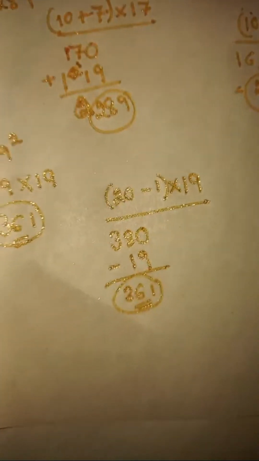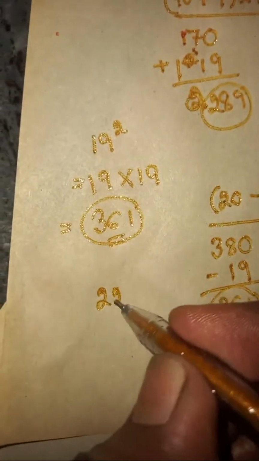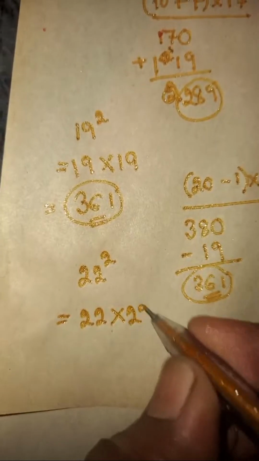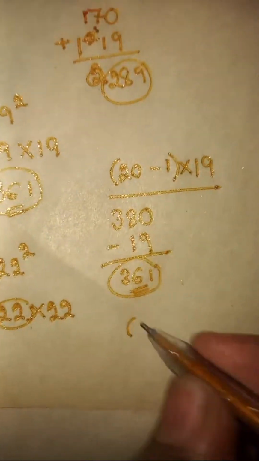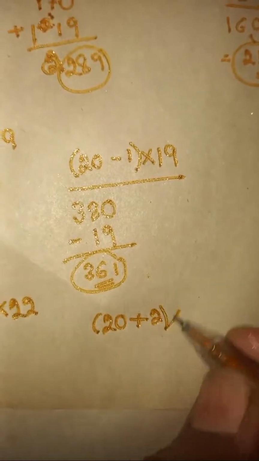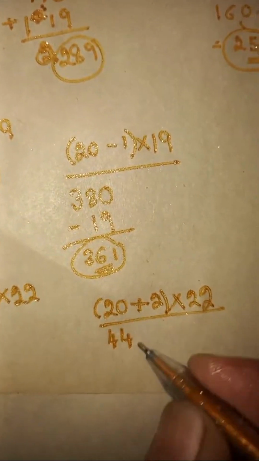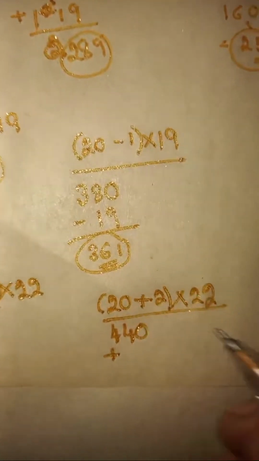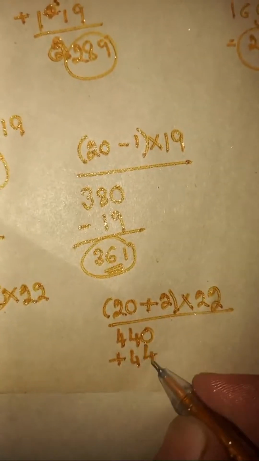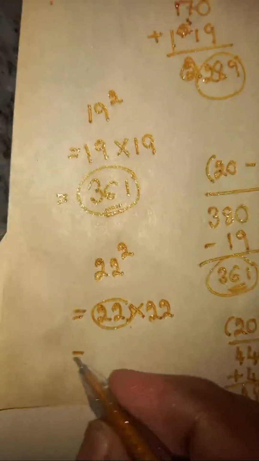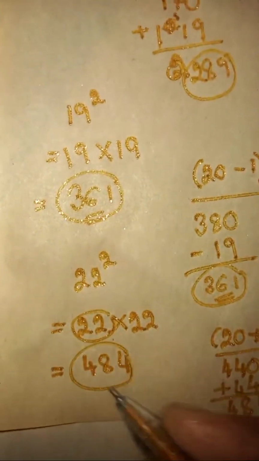Let's find out what is 22 square. 22 square can be written as 22 times 22. 22 you can again write as 20 plus 2, times 22. Here 22 times 2 is 44. 0 comes with it, 440, plus 22 times 2, which also is 44. 440 plus 44 is going to become 484. This is completely equal to 484. That is 22 square.